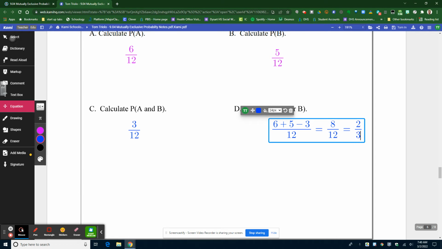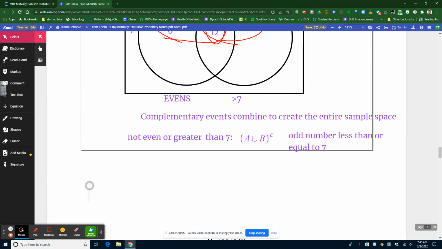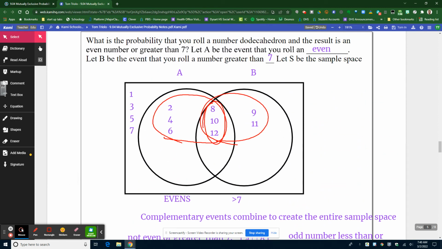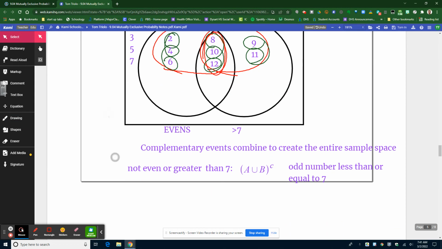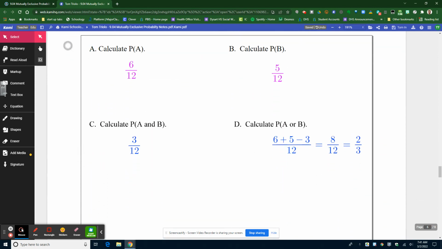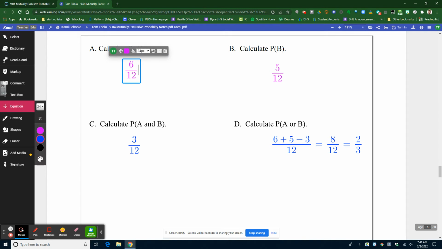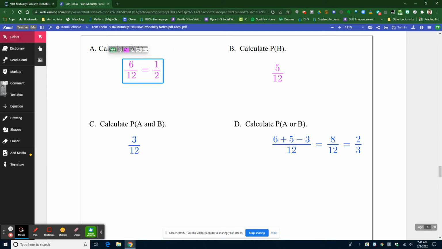And you can confirm this. Just count up top here. Let's go green. 1, 2, 3, 4, 5, 6, 7, 8. That's it. And then I'm going to come back here and let's simplify that to make a half.